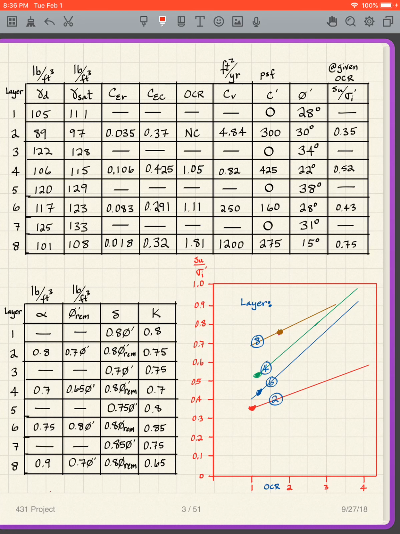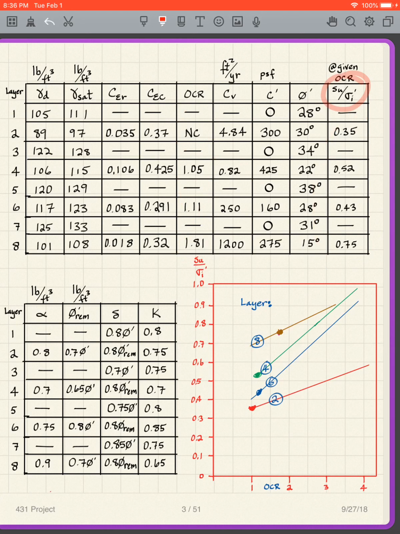These are the soil properties, so there's the layers, and you can read across what these are. We may or may not use all of them, but they're all there. Then these are strength information. Here I have SU over sigma prime I in the clays and silts, but that's at the OCR given, so that's NC 1.05, 1.11, 1.81, and that's plotted here.